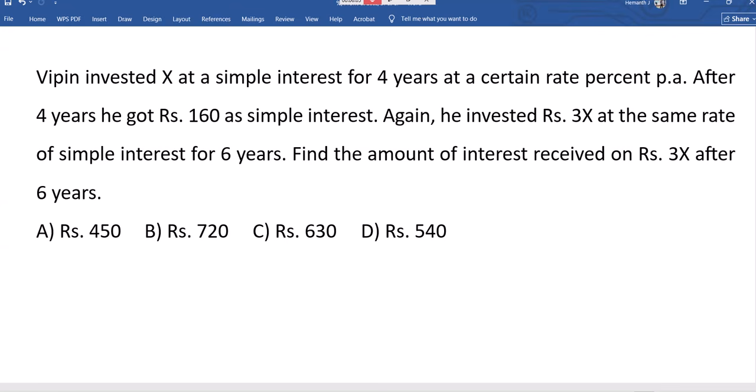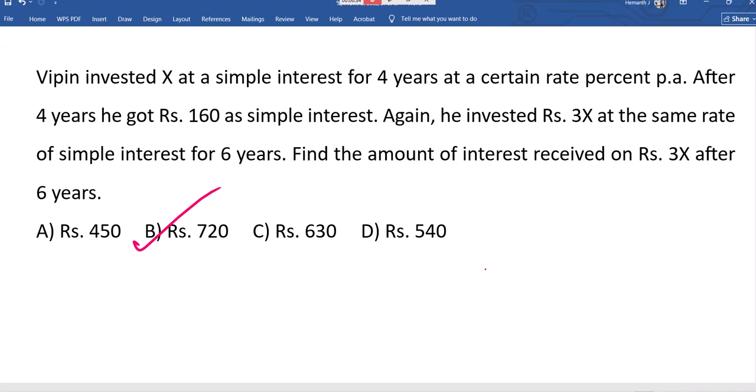4 years how much interest, sir? 160 means 1 year 40. 6 years 240. So answer is 720. Why? 6 years 240 for investment X. The investment 3x means interest is 240 into 3. Concept. No formula, sir. Formula, nothing.